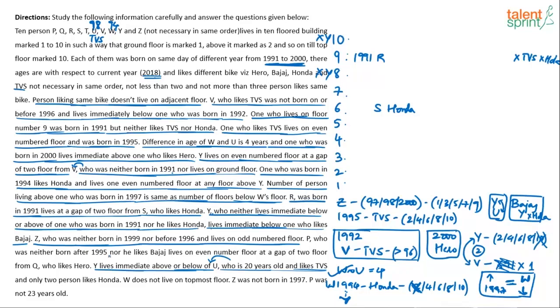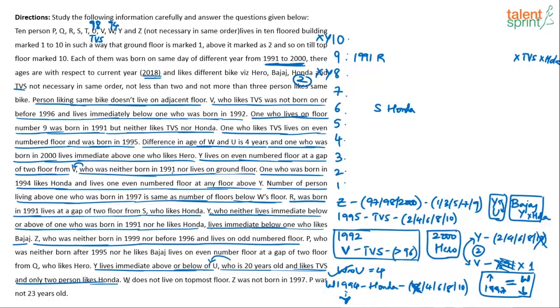Anyway, I am back to this statement here. Y lives immediately above or below U, who is 20 years old and likes TVS. And only 2 persons like Honda. So Honda is liked by only 2 people. Remember that. We already know that W likes Honda. We have to find out the other person who likes Honda.